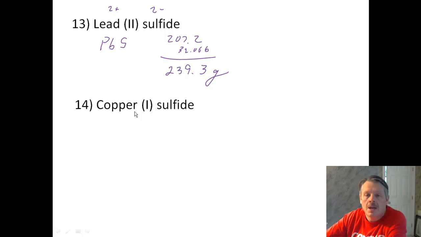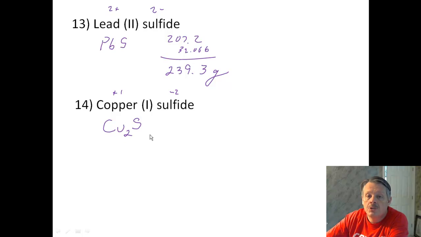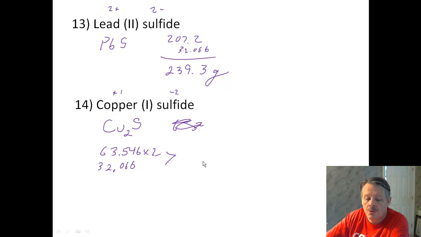Alright, how about copper 1 sulfide? Copper is Cu, sulfide is S. Copper 1 has a +1 charge. Sulfur has a -2 charge. So that means I'm going to need 2 coppers. So it's Cu2S. Copper is 63.546. And sulfur is 32.066. But I have 2 coppers, so I have to make sure I multiply that by 2. Add the whole thing together, and I get 159.16 grams, because we're talking about molar mass.